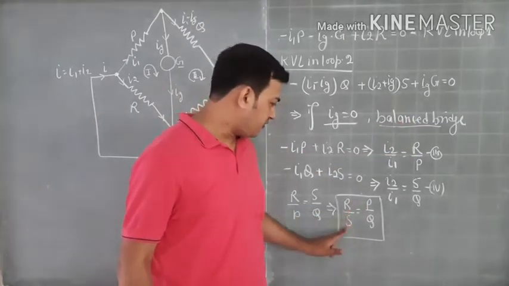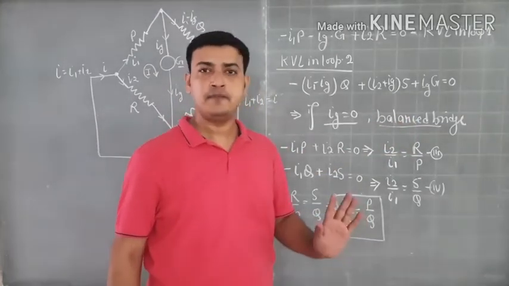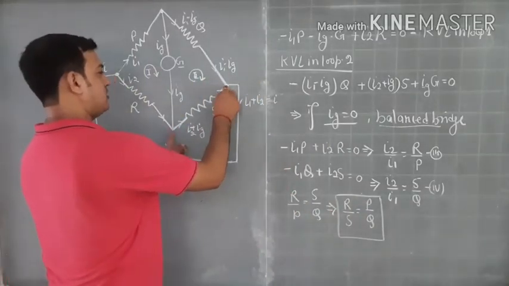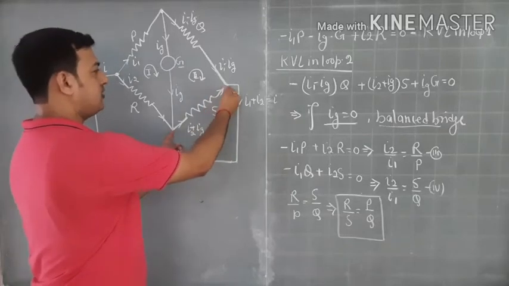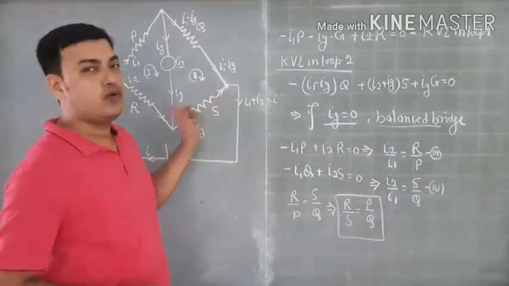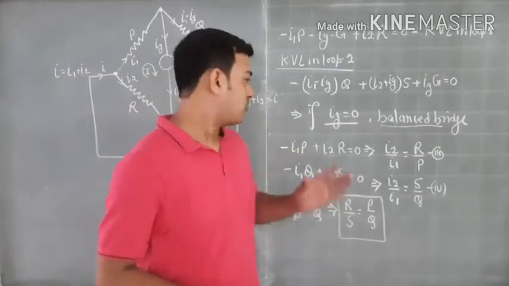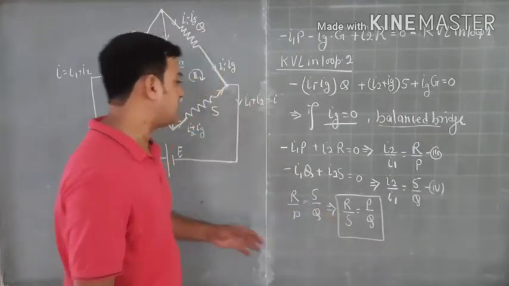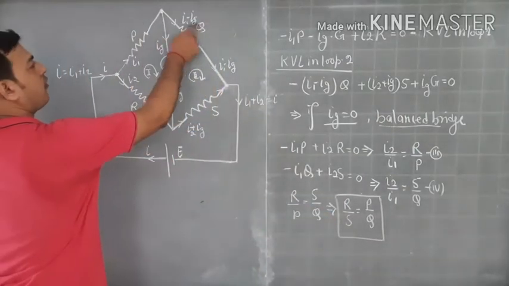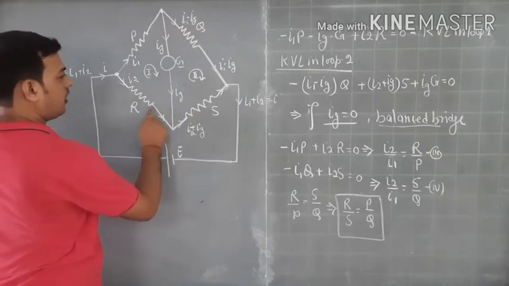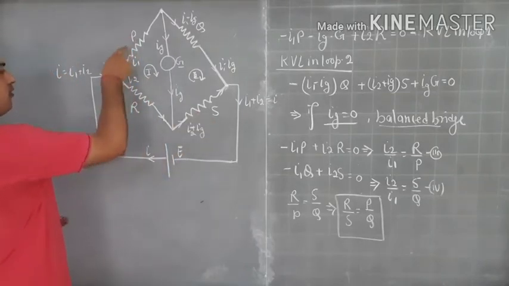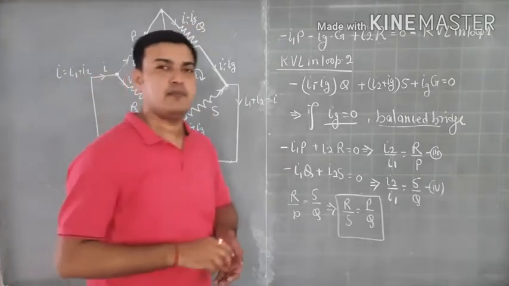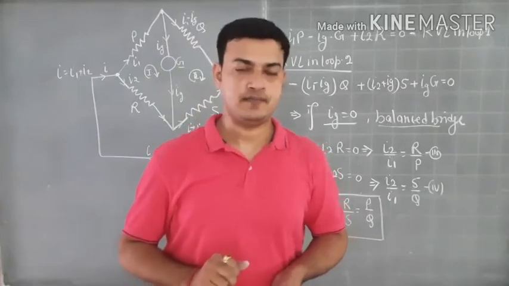So if you know any three resistances, you can find out the unknown resistance. In general, the unknown resistance is connected across this terminal S, and that is why R is most commonly called the unknown R in this Wheatstone bridge. So remember that in the balance condition of the Wheatstone bridge, the ratio of P to Q is equal to the ratio of R to S, or in other words, the ratio of P to R is equal to the ratio of Q to S, and in both ways we can apply the balanced bridge condition.